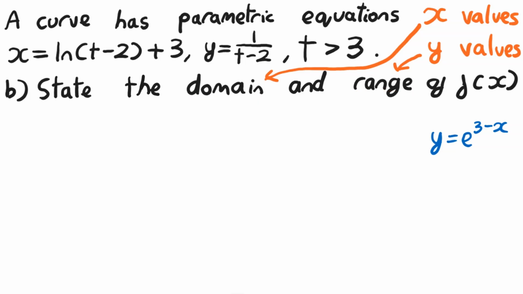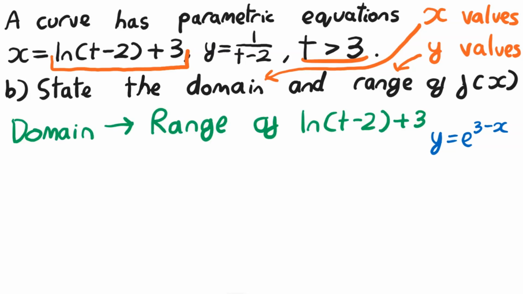Okay, so the domain is the possible x values, and one thing that's really good is we have a parametric equation with x as the subject. So in order to figure out what the possible x values are, we just need to consider the range of values that this function here gives out for this t inequality here. So the domain, the x values, is the range of this function here given this inequality.